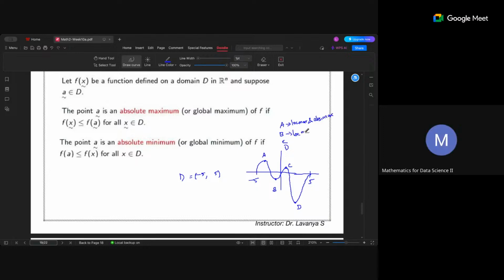Is it absolute? No, because in the whole domain there is a value which is lower, D. So D is local minima as well as absolute minima. What about the point C? C is a local maxima, but it is not absolute. Okay, you understand the difference between local and absolute, right?